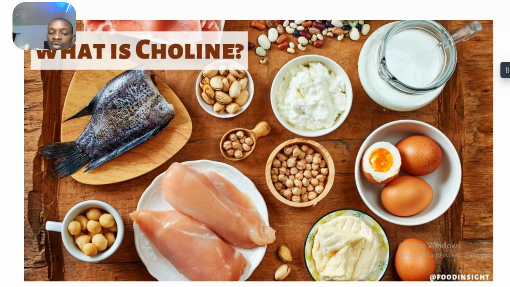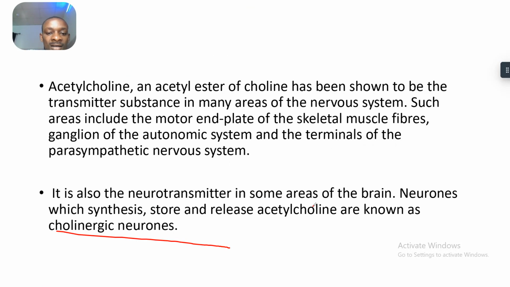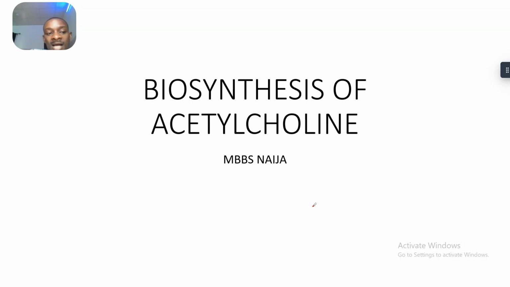While glucose is the main source of what? Acetyl-CoA. But once you eat this other food, you have your choline already. So that's the biosynthesis of acetylcholine from acetyl-CoA and choline.